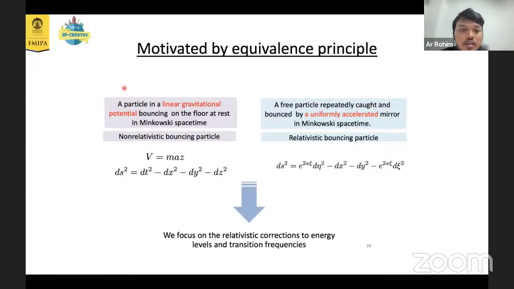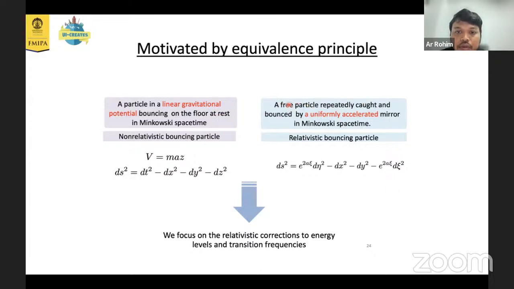Okay, so this panel corresponds to the non-relativistic bouncing particle that we discussed last week, and this panel corresponds to the relativistic bouncing particle that we will discuss today. So a particle in a linear gravitational potential bouncing on the floor at rest in Minkowski spacetime. So the K here is the particle moving under the linear gravitational potential, and then the floor at rest.